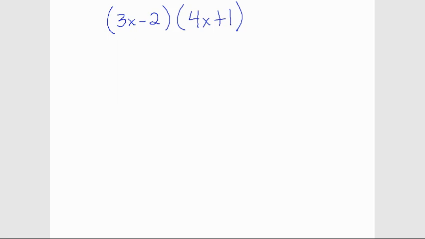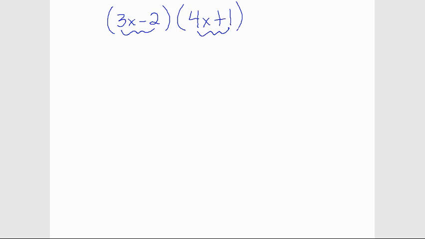And the big question becomes, how do we handle this? Because like we've discussed in our combining like terms videos, we can't combine these together. We can't combine these together. This is 3 lengths of x minus 2 units. And this is 4 lengths of x plus 1.